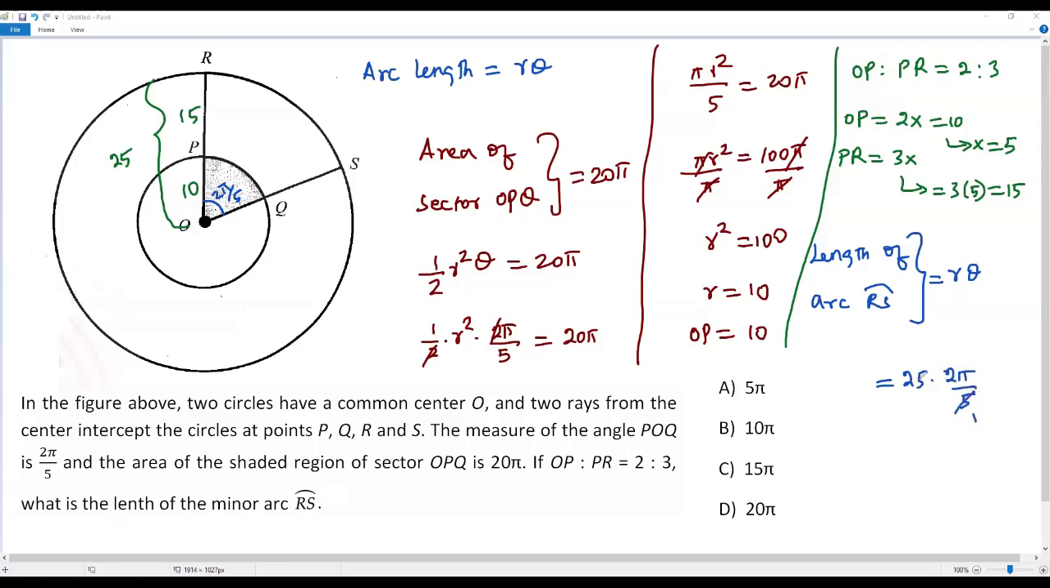So here 5 goes into 5 one time, 5 goes into 25 five times. When I multiply this 5 and 2 pi, I am getting 10 pi. So the length of the minor arc RS is 10 pi. We find 10 pi in answer choice B. The correct answer choice for this question is B.